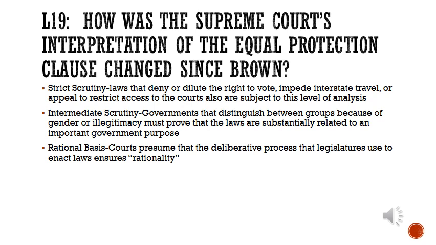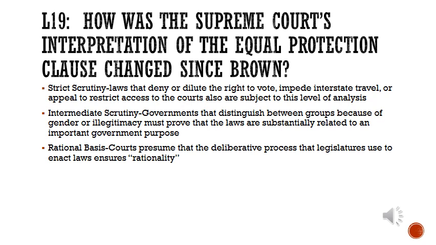So strict scrutiny: laws that deny or dilute the right to vote, impede interstate travel, or restrict access to the courts are also subject to this level of analysis. Intermediate scrutiny: governments that distinguish between groups because of gender or illegitimacy must prove that laws are related to an important government purpose. And then rational basis.